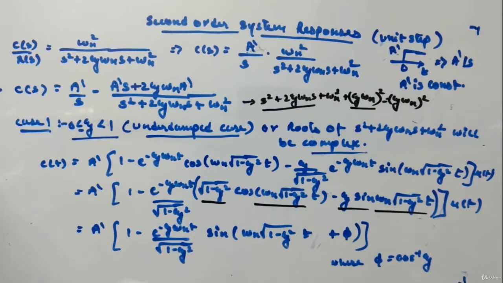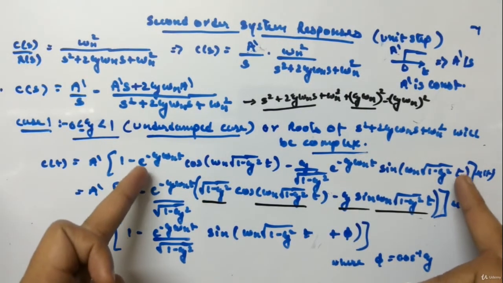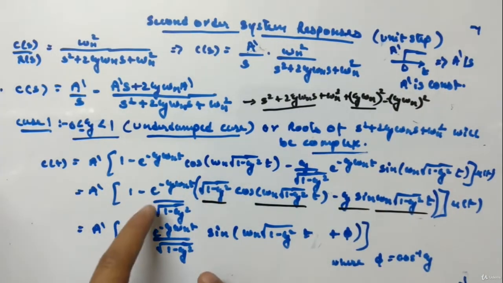Okay, so how can you simplify the equation? You have this equation c(t). Now what you will do, a dash 1 minus, that is, you take the LCM, 1 minus zeta square. Okay, we are talking about these two terms. Take the LCM.